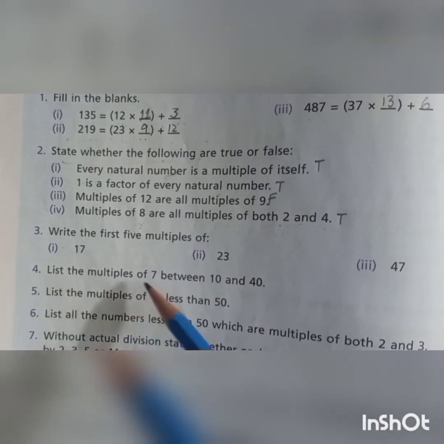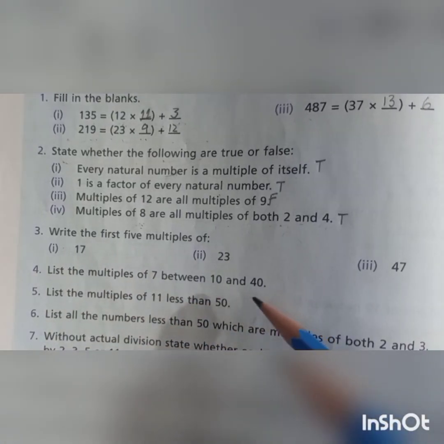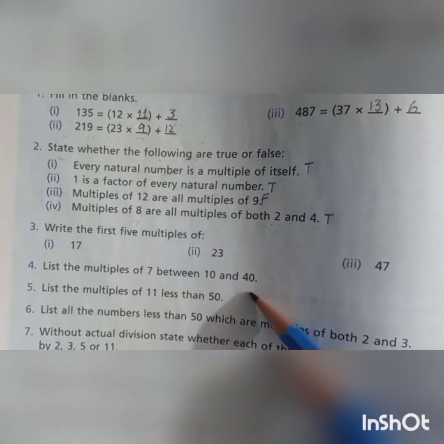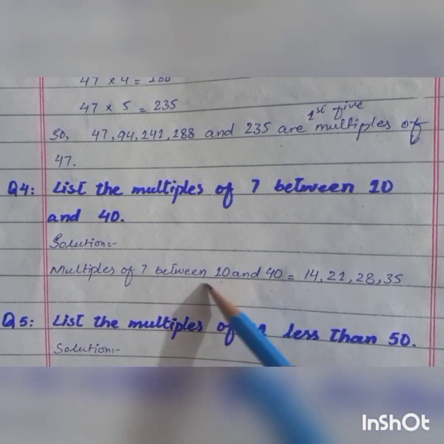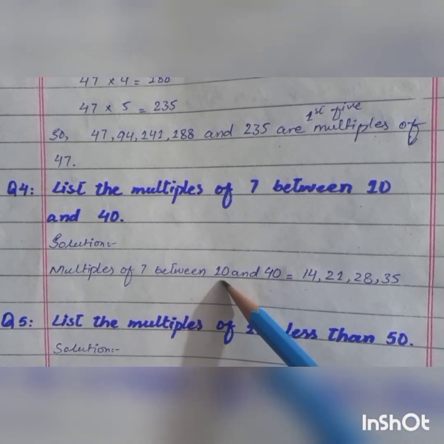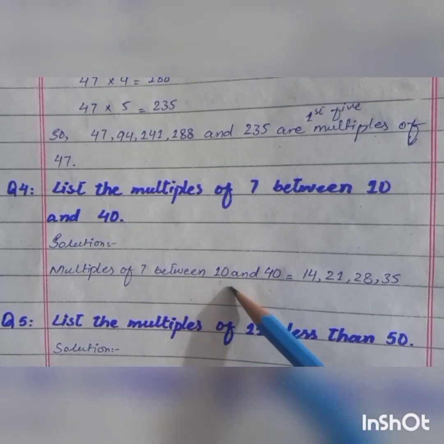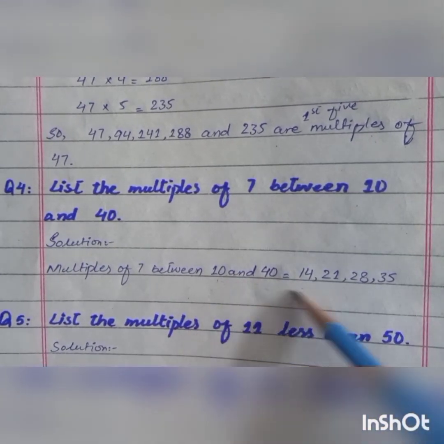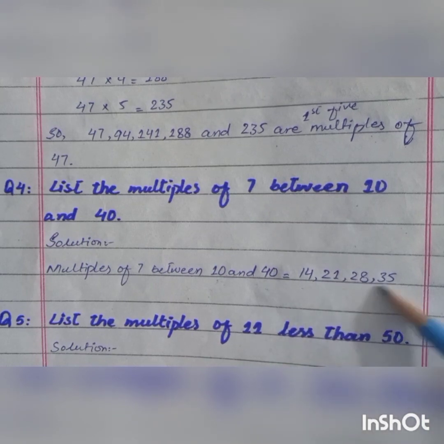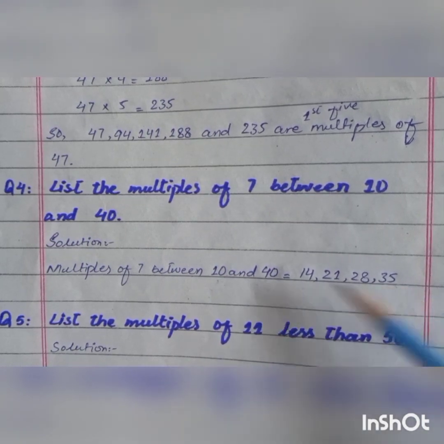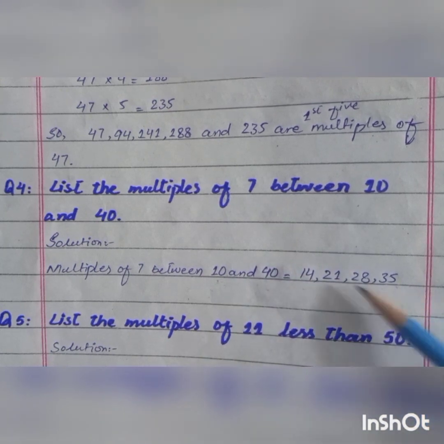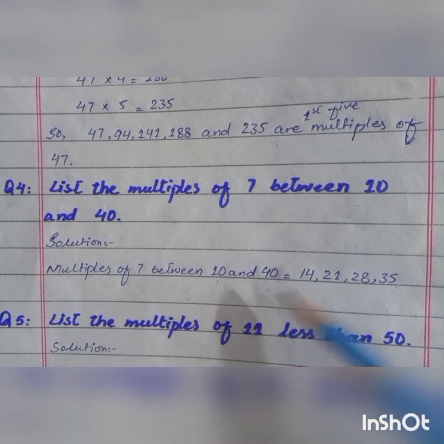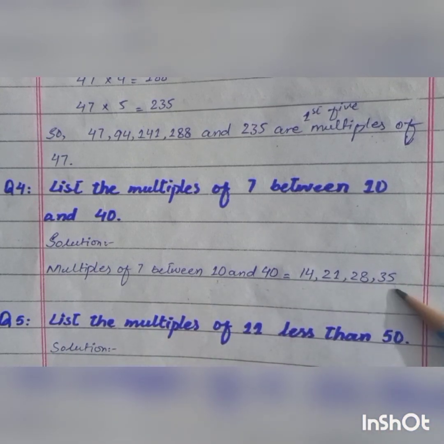Question number 4 is list the multiples of 7 between 10 and 40. In this question we have to find the multiples of 7 between 10 and 40. Here is the solution. As the condition is given that the multiples of 7 should be greater than 10, we know that the multiples of 7 greater than 10 are 14, 21, 28, 35. And the second condition is that the multiples of 7 should be less than 40, and that is 35. So the multiples of 7 between 10 and 40 are 14, 21, 28 and 35.